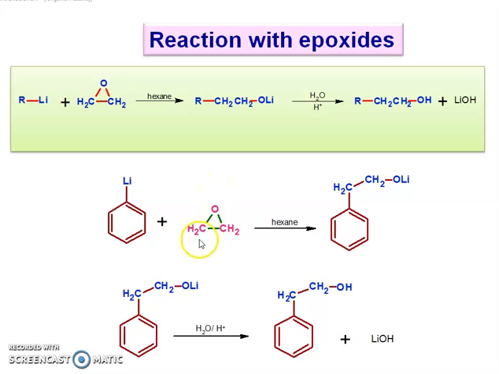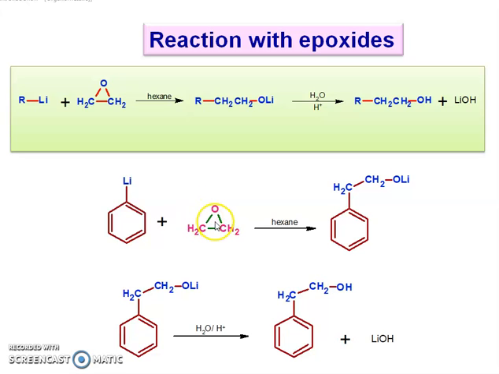Let's see another reaction, phenyllithium, and this phenyllithium is treated with ethylene oxide. Then what happens? This phenyl ring acts as a nucleophile and attacks this carbon. Then the breaking of this bond can take place.